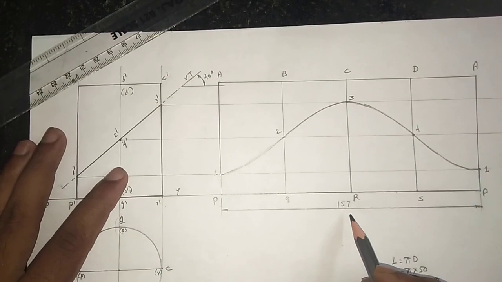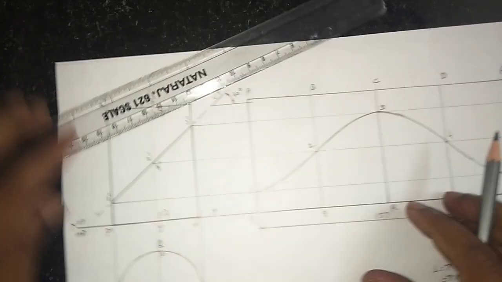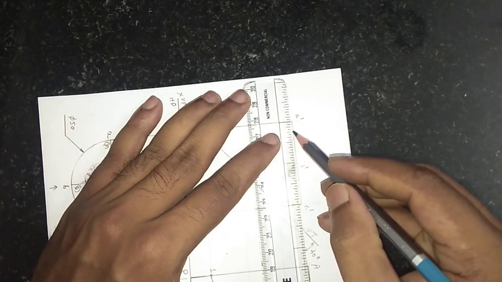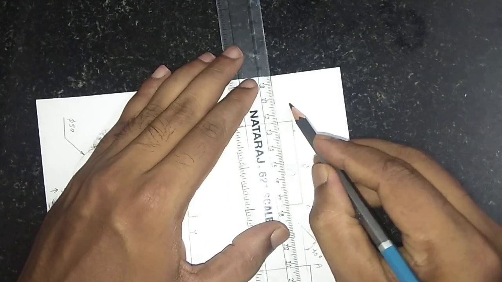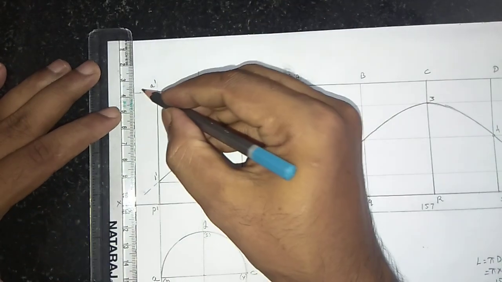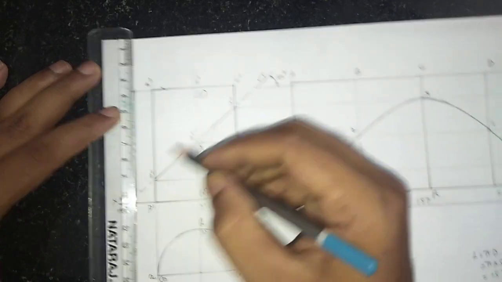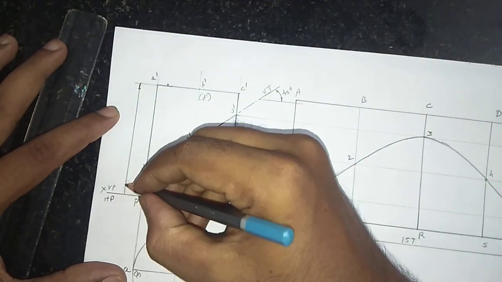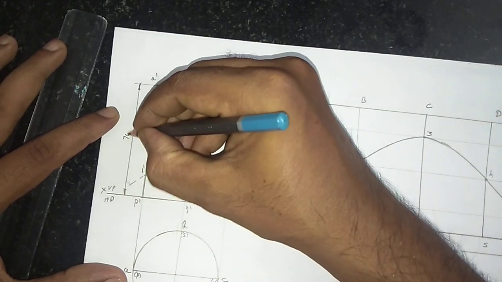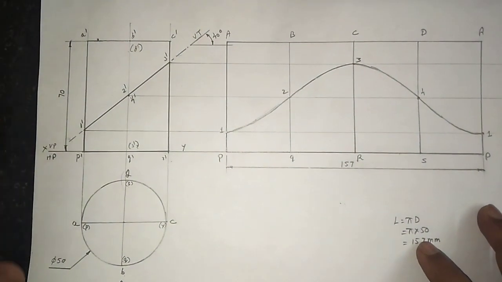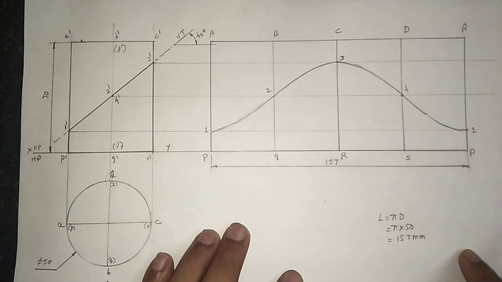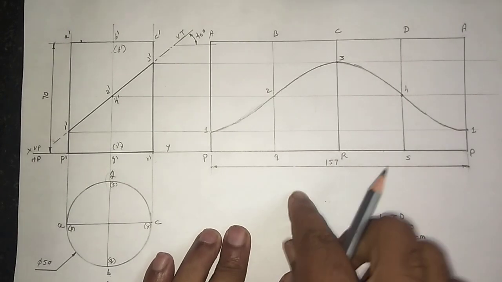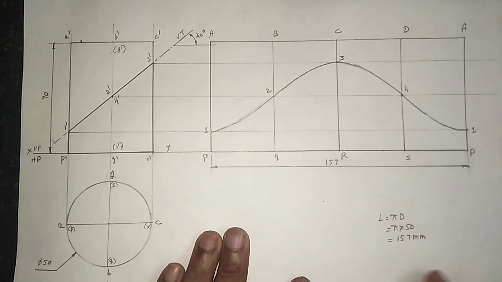We need to mention the dimension 157, and here also the height of the cylinder is 70 mm. And finally, at the bottom of the diagram we need to mention all dimensions are in mm. Scale, here in this diagram we follow the same scale given in the question. Scale 1:1.